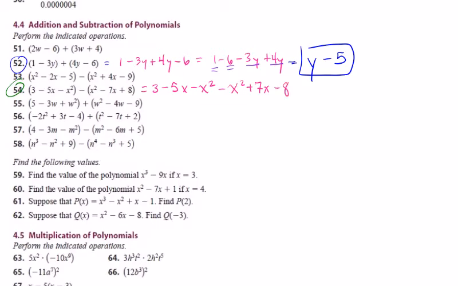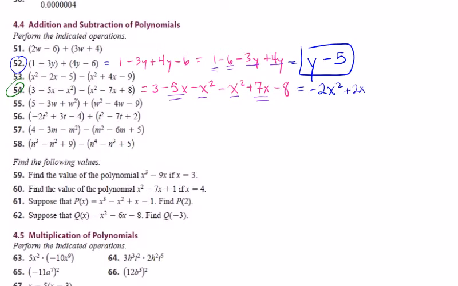Okay, so if I want to regroup these by like terms, I can. This time I'm just going to keep it like this and combine them, but if that helps you, definitely do that. So I'm going to start with the x squareds. So negative x squared minus x squared, remember that's negative 1 minus 1, so I get negative 2x squared. When I combine 7x with negative 5x, I'm going to get positive 2x.